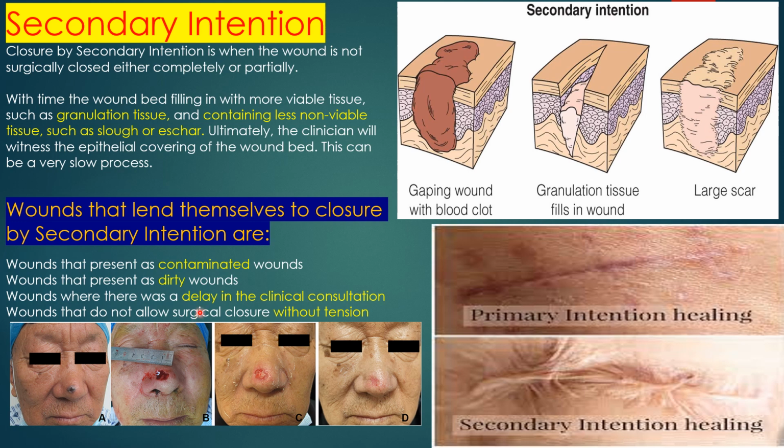What are the indications for secondary intention? Contaminated wound or dirty wound. Patient presenting with delayed presentation, more than 4 days, and a wound with edges distal to each other, so we cannot suture it primarily. This is an example: a patient with basal cell carcinoma of the nose after excision, where we wait for granulation tissue. This is the secondary intention. After healing, there will be a scar.